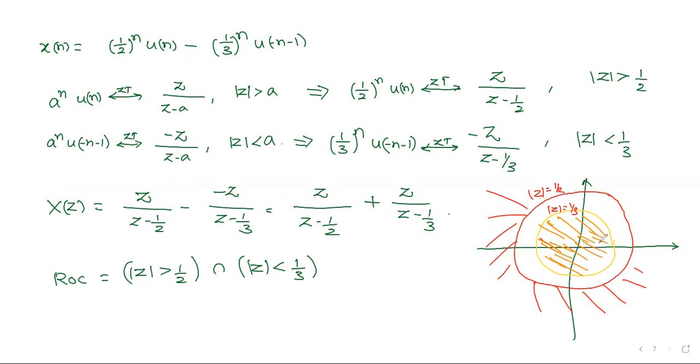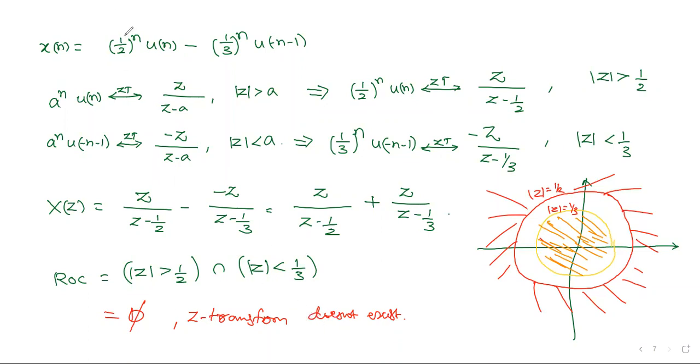So is there any common area? There is no common area. Directly you can say that the ROC will become null, so the Z transform doesn't exist. For x of n, one is right-sided and another one is left-sided, so in this case it does not exist.